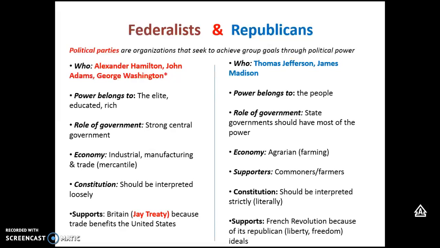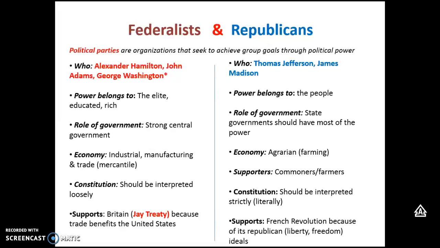The Constitution should be interpreted loosely, like we're not going to read the Constitution word by word. The Constitution says Congress has the power to collect taxes. So loosely looking at the Constitution, the power to collect taxes, you create the IRS, and then you create different forms of taxes to collect. They did support Britain because trade benefited the United States, supporting Britain in the Jay Treaty.